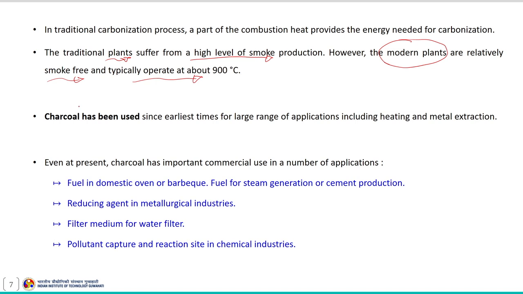And the charcoal, which is a major product of the carbonization process, has been used since earliest times for a large range of applications, including heating and metal extraction. At present, charcoal has important commercial use in a number of applications. For example, charcoal is used as a fuel in the domestic oven or barbecues, fuel for steam generation or cement production. It is also used as a reducing agent in metallurgical industries. One of the most widely known uses of charcoal is as a filter medium for water filters and as a pollutant capture and reaction site in chemical industries. So these are the wide uses and the importance of this produced charcoal, and it is widely being used in industries as well.